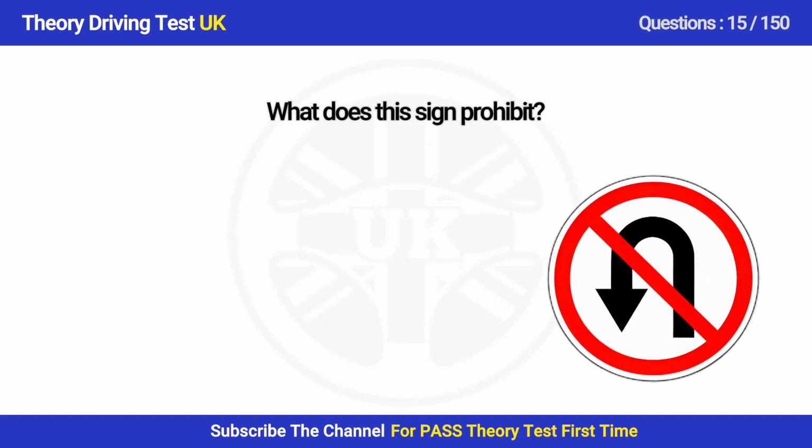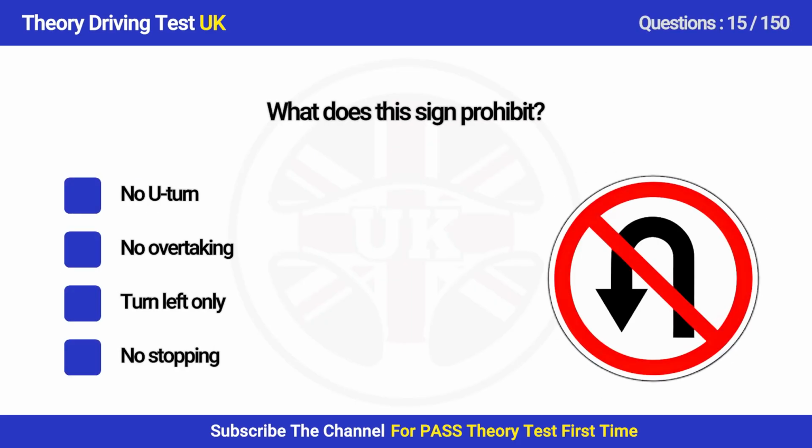Question 15. What does this sign prohibit? A. No U-turn. B. No overtaking. C. Turn left only. D. No stopping.